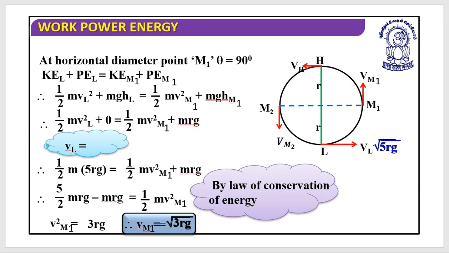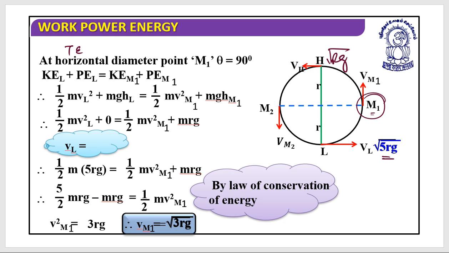Now let's just find it out. Velocity at this location, vm1, because we know this is root phi rg. We know this as a root of rg. Now it's a turn for m1. So what I need to do is, every time I require a velocity, I'm going to write down the total energy. Yes, it's energy conservation.